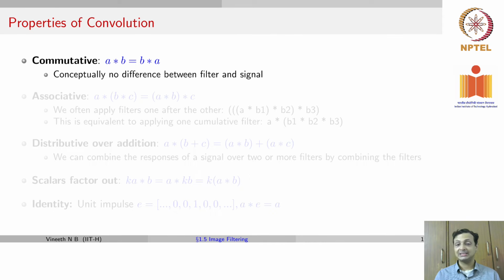The first one is that it's commutative. So A convolution B is the same as B convolution A. This is an interesting and important property, because it simply says that if A was your image I and B was your filter H, whether you call A your image and B your filter or the other way around doesn't matter, because the operation is commutative.